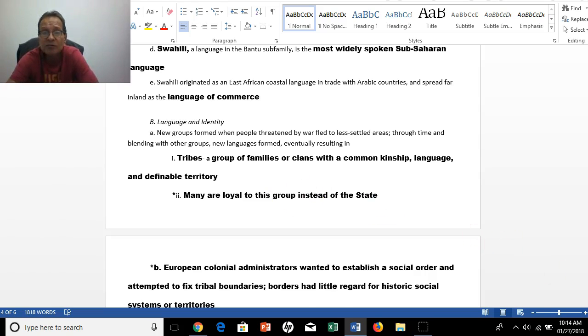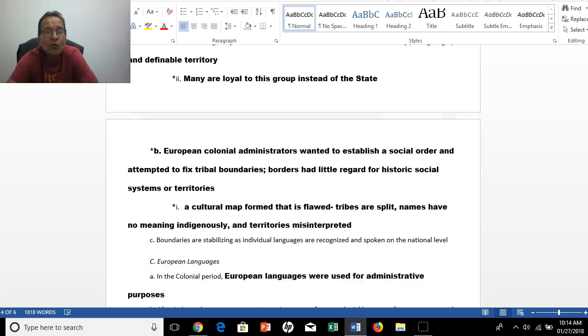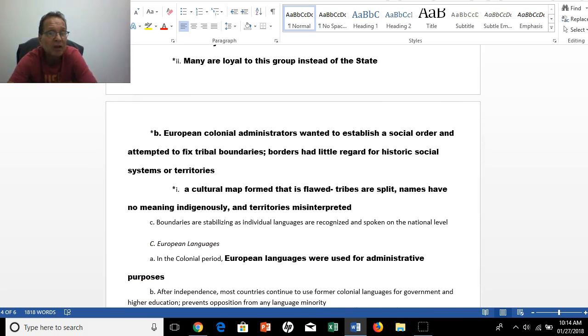Colonial administrators wanted to establish social order, and they attempted to fix tribal boundaries, but they did not take into regard the historic social systems or territories. As a result, a cultural map is formed that's very flawed. Some tribes are split up, names have no meaning indigenously, and the territories were misinterpreted.